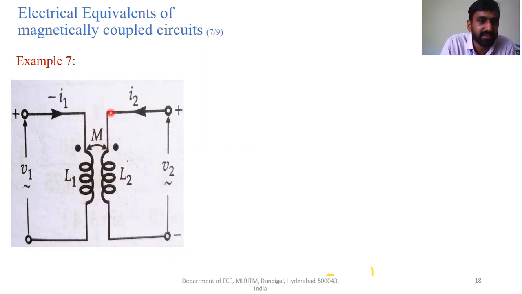So let us look into this. Minus I1 is entering through the dot, and I2 is also entering through the dot. So with respect to minus I1 and I2, as both the currents are entering through the dot, we can say the mutual inductance M is positive. Let us represent the same circuit in the time domain.